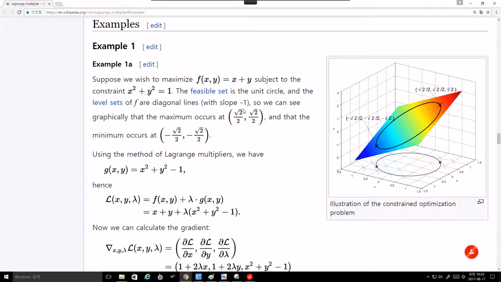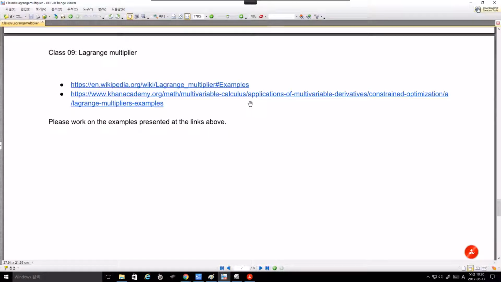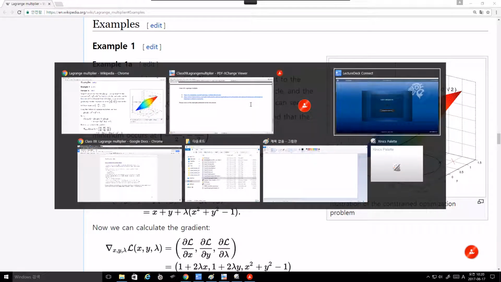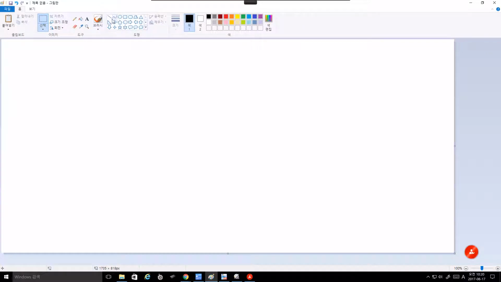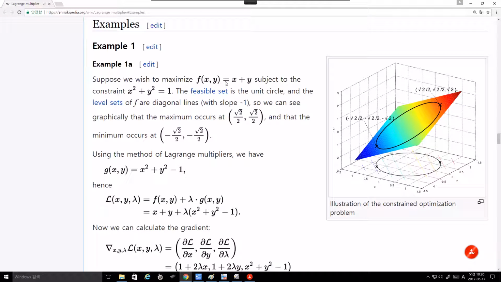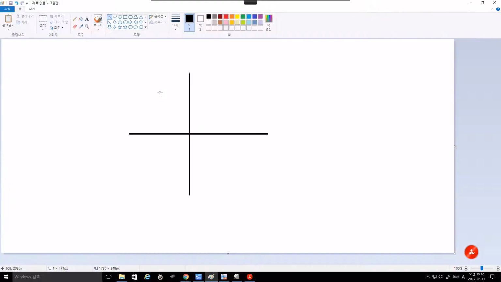Let's take a look at this. So this is x and y. The constraint is x squared plus y squared equals 1. So the constraint looks like this one.